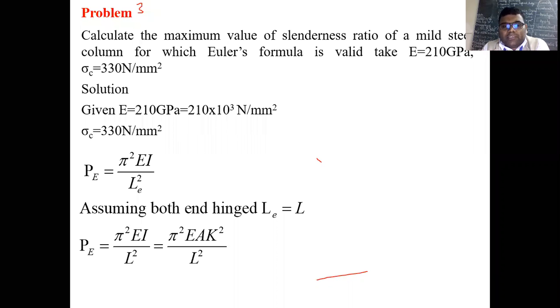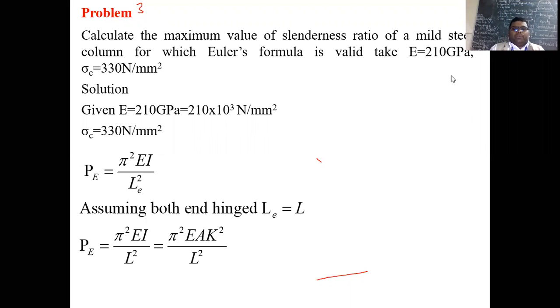Now let's see one of the small numericals from here also. Calculate the maximum value of slenderness ratio of a mild steel column for which Euler formula is valid. Take E is equal to 210 gigapascal and sigma C is equal to 333 Newton per mm square. This is the smallest numerical.